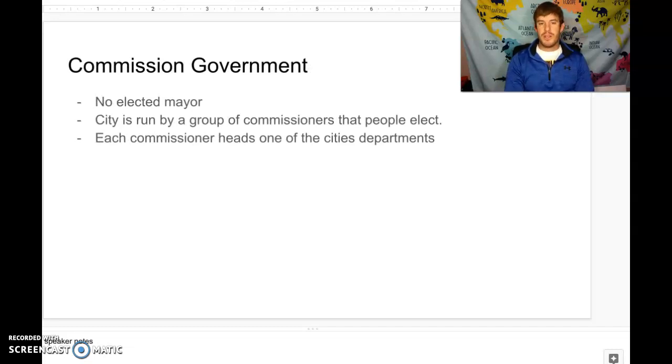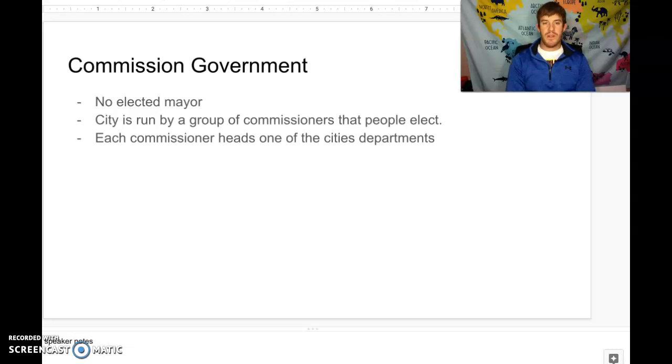You also have commission government. With a commission government, there is no elected mayor. The city is run by a group of what we call commissioners that people elect. This came about during the progressive movement of the late 1800s. People said, hey, we want people to be a little more accountable. We want people that are going to have maybe more expertise, that they're not politicians, because each commissioner is the head of their city's department.